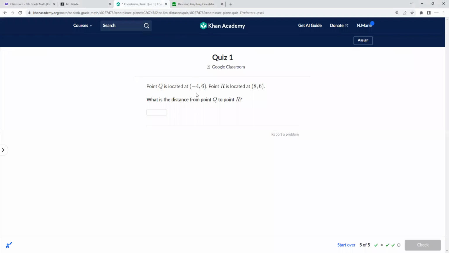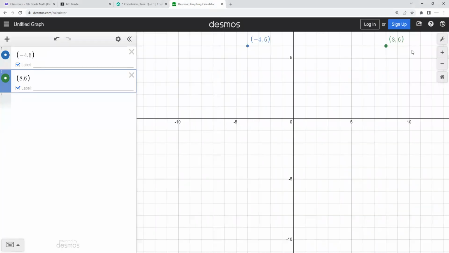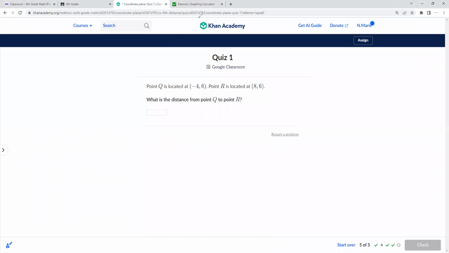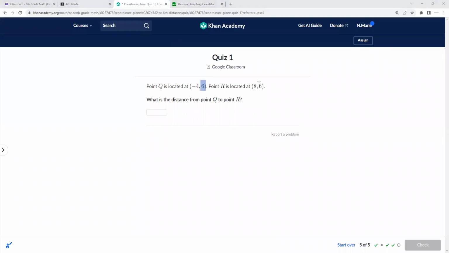So we have the points (-4, 6) and (8, 6). So here you can see the distance, right? You can see they have the same y coordinate. So the only distance is left and right. It goes from -4 to 8, which is basically just add these together. 4 plus 8 is 12. That's the distance between these 2 points. And that's pretty much the first part of the unit. Let me know if you have any questions.